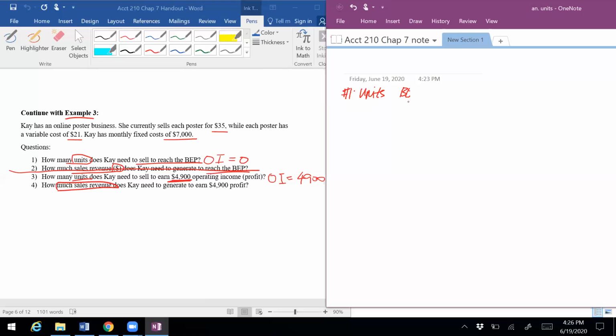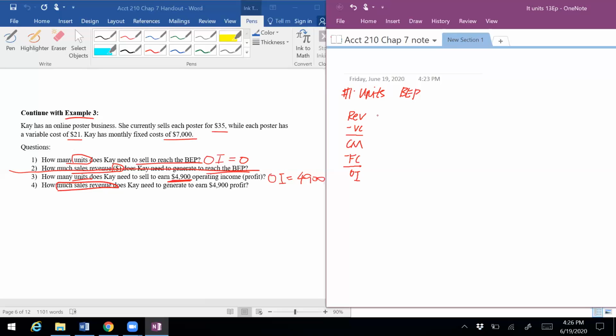I don't know how to get this answer directly, but I know the format. The revenue minus all the variable cost gives me the contribution margin, minus all the fixed cost gives me the operating income, right? I know this format, and then I want to put my information in this format.